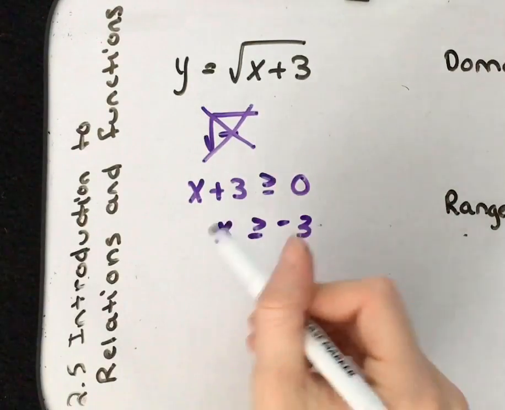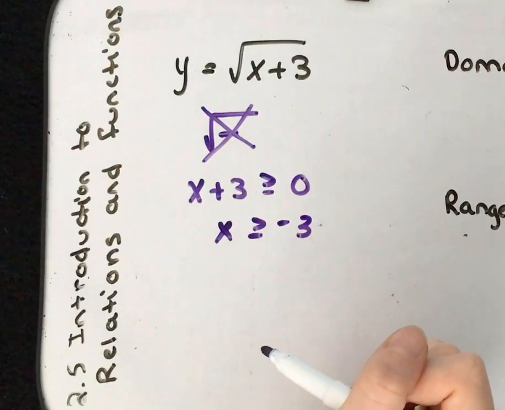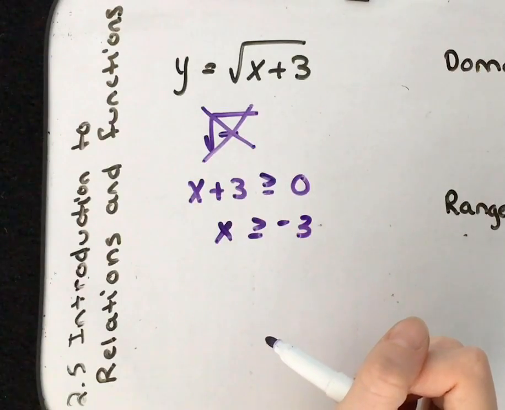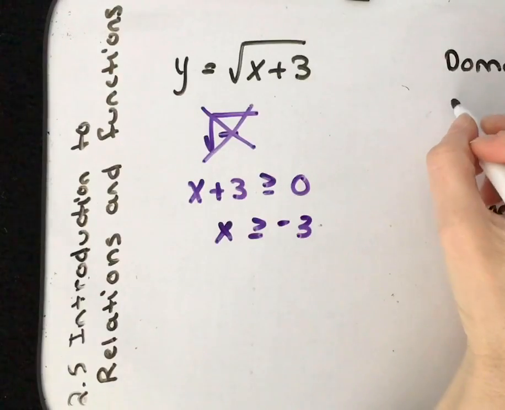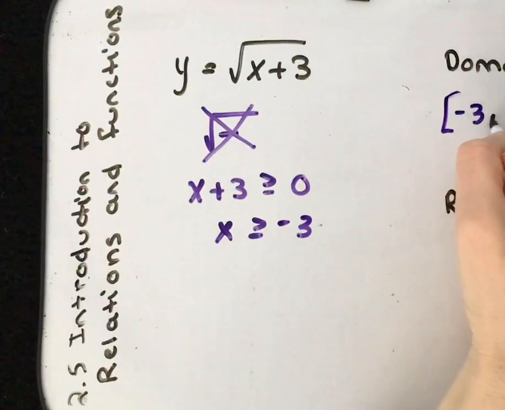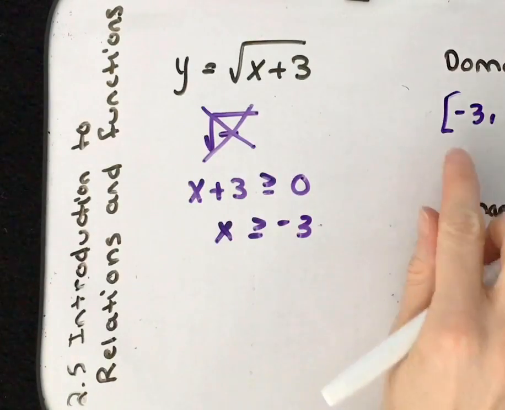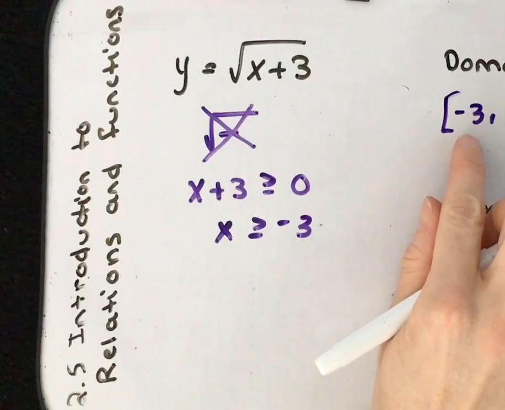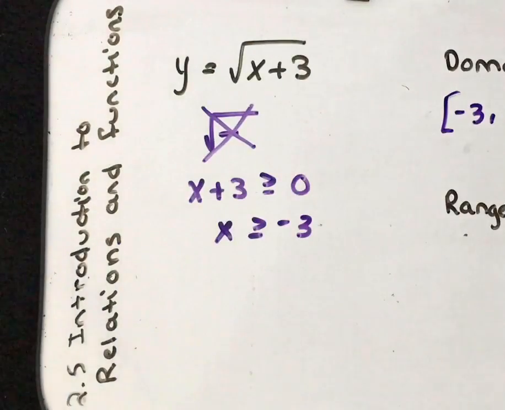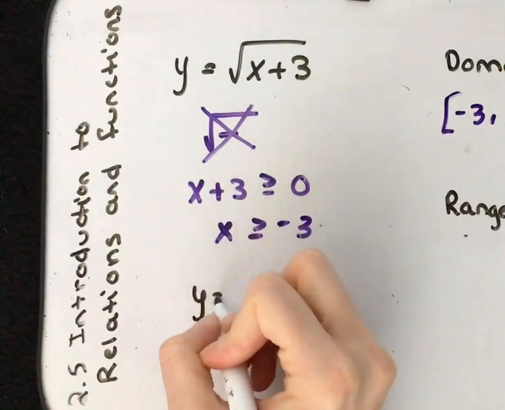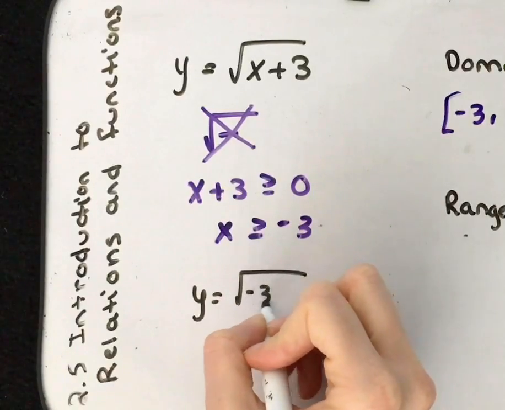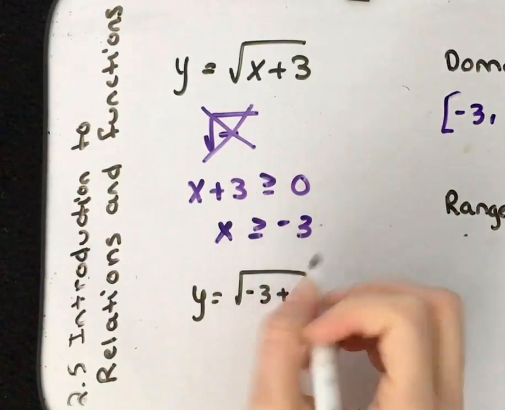Well, that tells us our domain. If we want x to be greater than or equal to -3, then our domain is -3 through infinity. So how is that going to impact our range? Well, the smallest piece of our domain is -3. So let's put that in. So if we have y equals the square root, our smallest x value is -3.